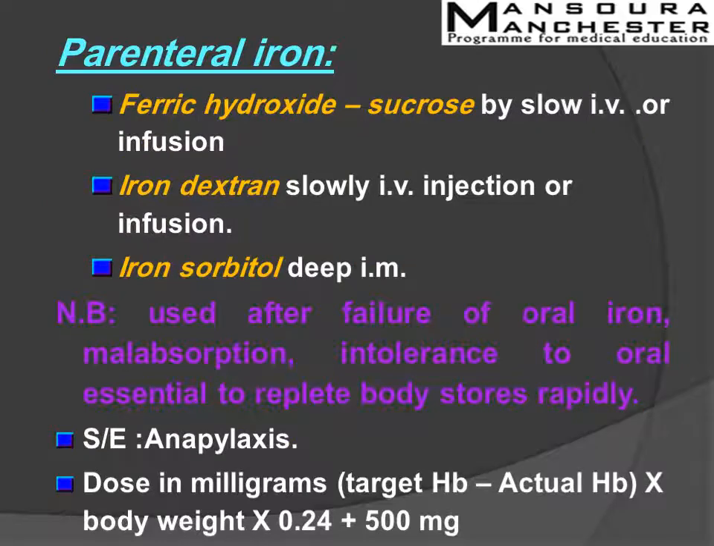The second type of iron therapy is parenteral iron. We have iron sucrose, iron dextran, and iron sorbitol. These are 3 types of parenteral iron usually given in patients with iron deficiency anemia. They are usually used after failure of oral iron, malabsorption, intolerance to oral iron, or when it is essential to replete body stores rapidly. The most common side effect of parenteral iron is hypersensitivity reaction. And this is the equation we usually use to calculate the dose of iron needed by the patient.